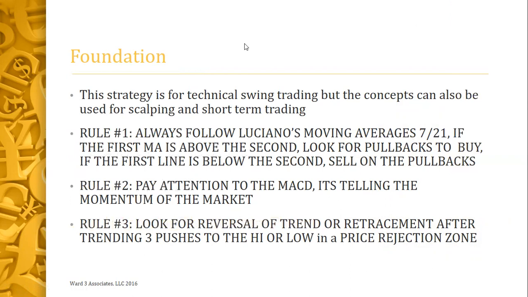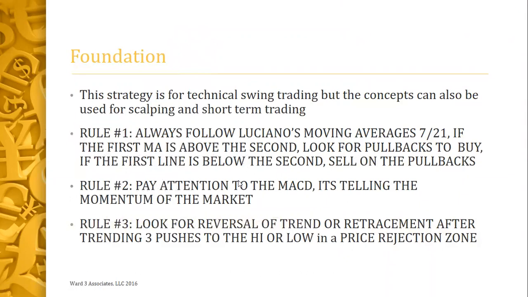Again, what I'm teaching you, this technical analysis style, is for swing trading, but the concepts can also be used for scalping and short-term trading. The first rule is always follow Luciano's moving averages, 7 and 21. The main one you want to focus on is the 21. If the 7 is above the 21, you're going to look for the pullbacks to buy with. And if the 7 is below the 21, you're going to be looking to sell on the pullbacks against the trend.